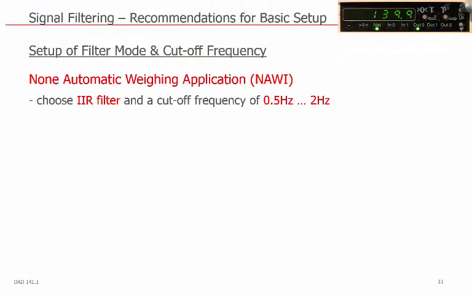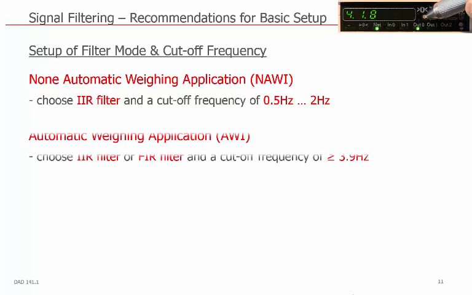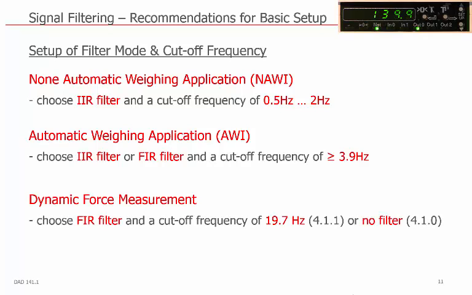Signal filtering. Recommendations for the basic setup. Here, setup of filter mode and cutoff frequency. For non-automatic weighing application, choose IIR filter and a cutoff frequency of 0.5 to 2 Hz. For automatic weighing application, choose IIR filter or FIR filter and a cutoff frequency of 3.9 Hz or higher. For dynamic force measurements and check weigher applications, choose FIR filter and a cutoff frequency of 19.7 Hz or no filter.